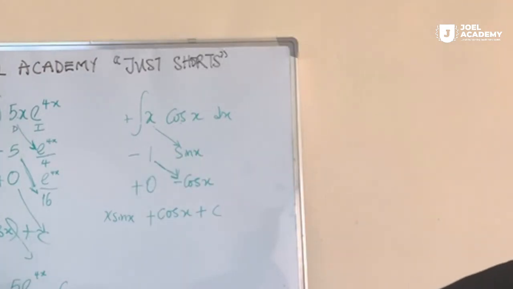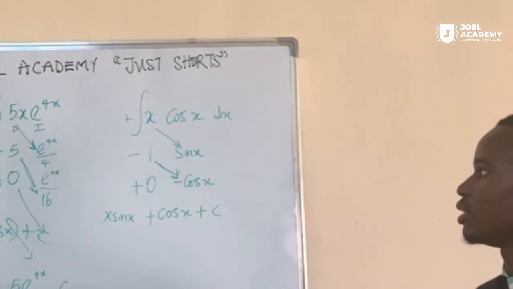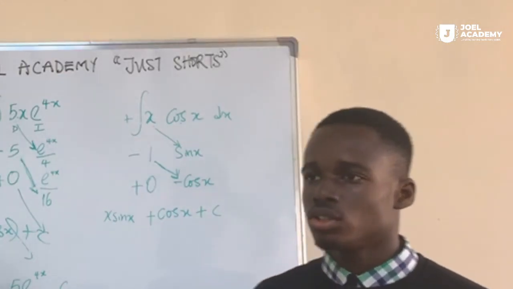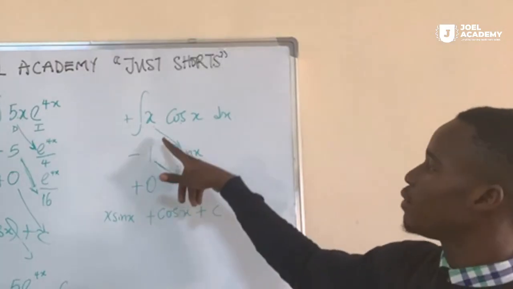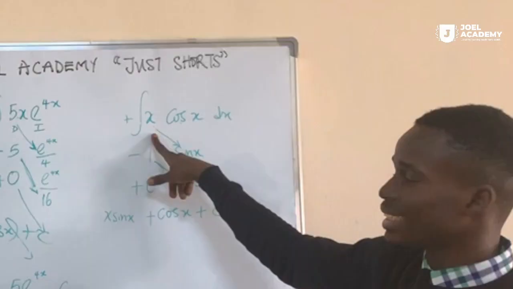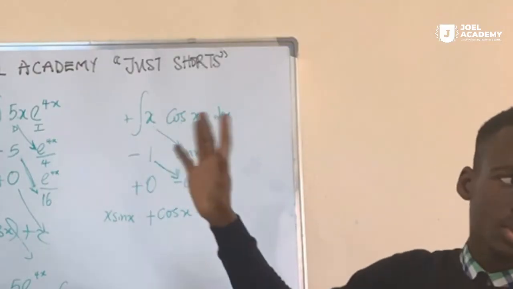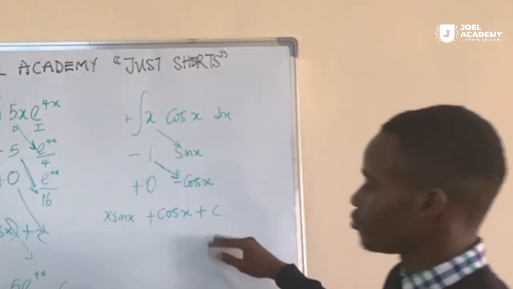Is it that you differentiate the x and you integrate the other part? Yes. Because the only place where you can stop is when you have 0. So it's easier for you if you are differentiating x to have 0 than if you are integrating x. So you choose the one that is much easier. And this is how we get the answer.